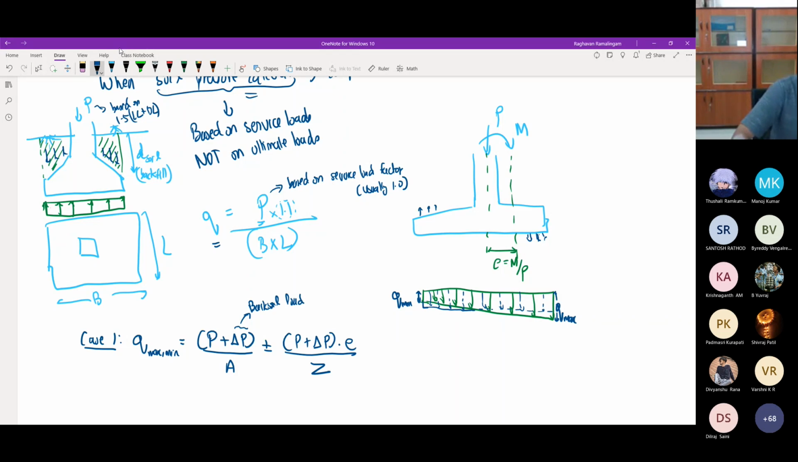You can use this where E equals the moment divided by, or better, let me just write M by Z. Any idea what is capital Z over here? What is A? What is Z?